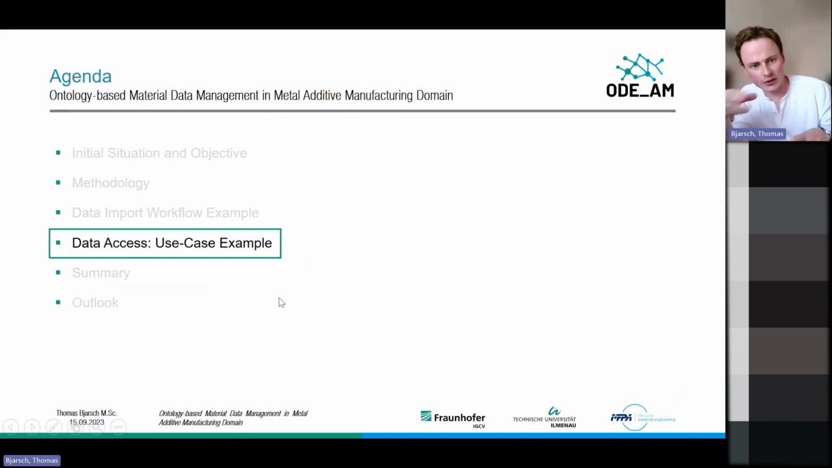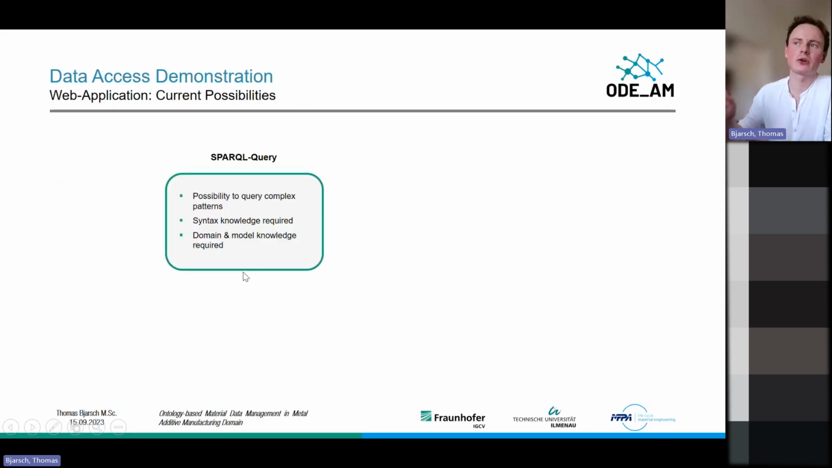We have now seen how to import the data. Now we want to actually access it. And currently you have 2 possibilities. First one is using a SPARQL query. The positive aspect here is that you can query what you want. So you can use really complex patterns, but of course you have to be familiar with the syntax of SPARQL and also with the modeling. And as I told you earlier, the modeling using BFO is not that simple, so this is quite hard.